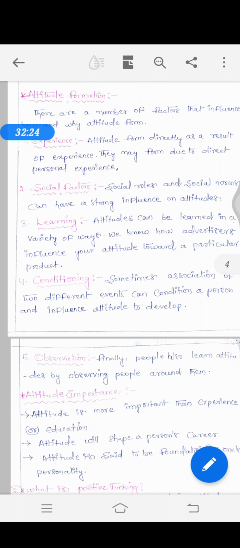Negative attitude leads to failure. So always think positive, not negative. Negative leads to failure, fear, problems, not victories. There is no hope.